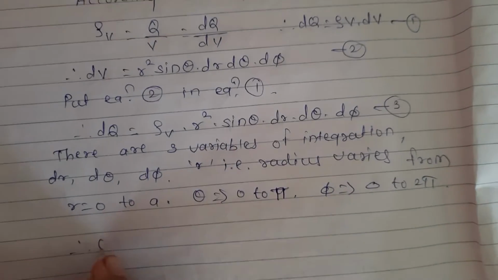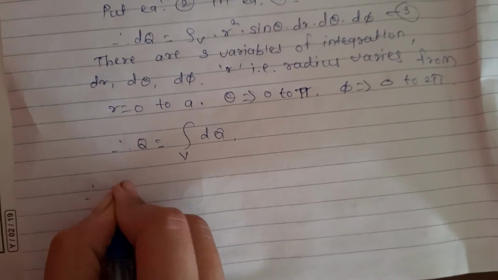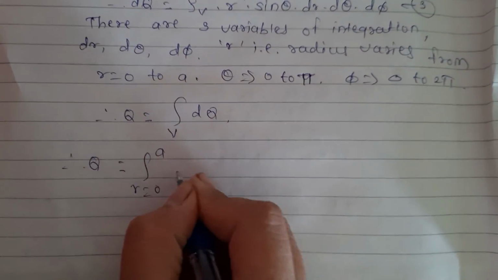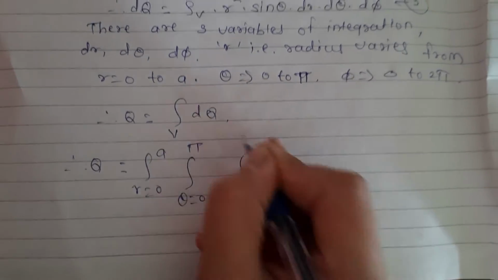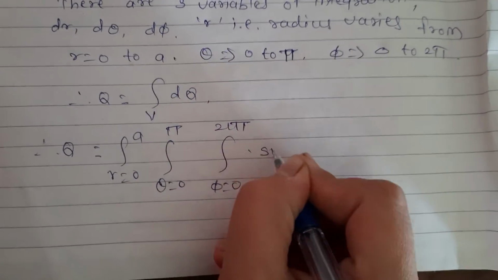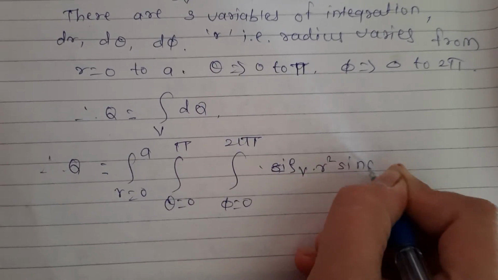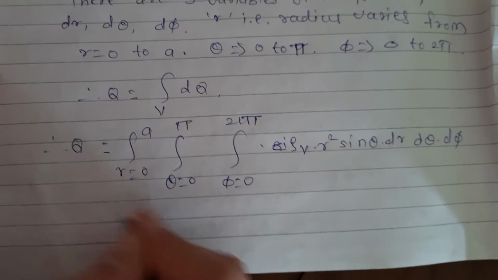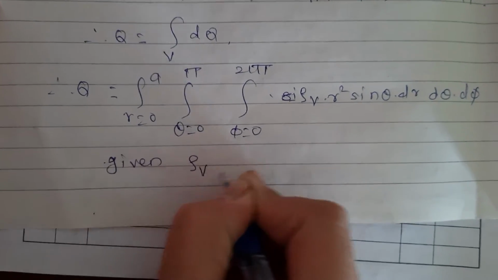So q is equal to the integration of dq. Therefore q is equal to the integral with r from 0 to a, theta from 0 to pi, and phi from 0 to 2 pi, of rho v r² sin theta dr d theta d phi. Now what is given? The value of rho v is given as k by r. So we substitute the values.